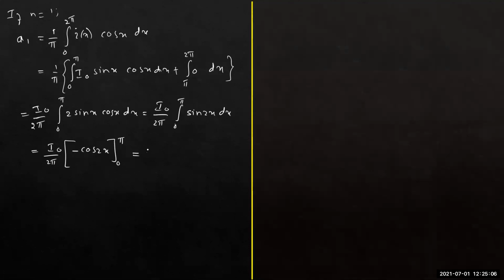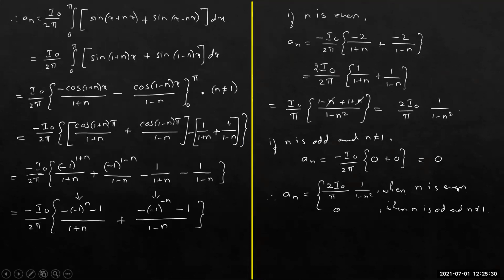So you can write minus outside, minus I naught by 2 pi into, when you substitute the limit, when you take x equals pi, it becomes cos 2 pi. Cos 2 pi value is 1, minus, when you take x equals 0, it becomes cos 0. Cos 0 value is also 1. So we are getting a1 as also 0. Right? So it means an exists only for even values. Even when n equals 1, an is becoming 0 for odd values.